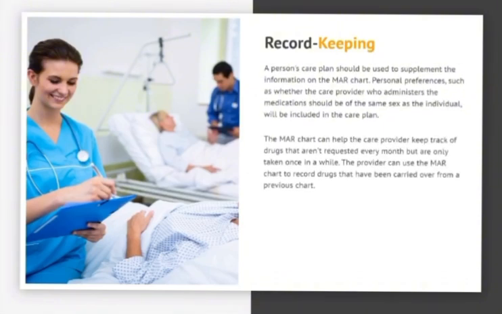A person's care plan should be used to supplement the information on the MAR chart. Personal preferences, such as whether the care provider who administers the medications should be of the same sex as the individual, will be included in the care plan. The MAR chart can help the care provider keep track of drugs that aren't requested every month but are only taken once in a while. The provider can use the MAR chart to record drugs that have been carried over from a previous chart.